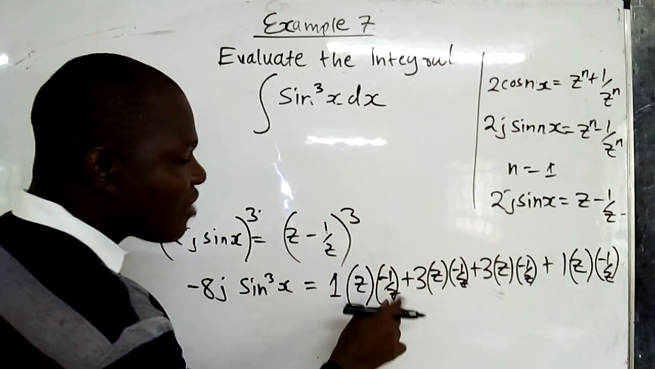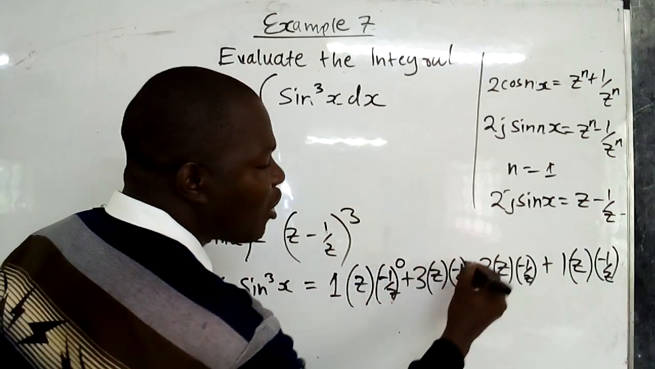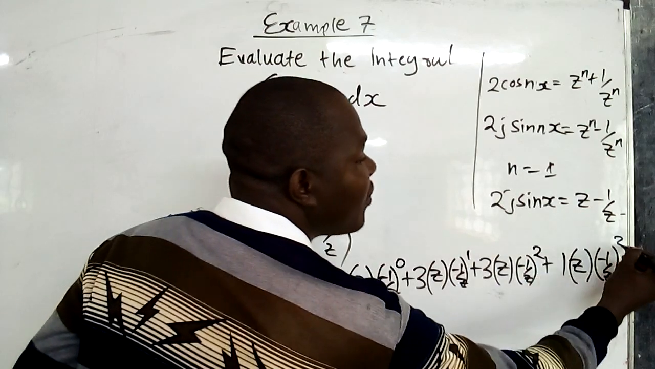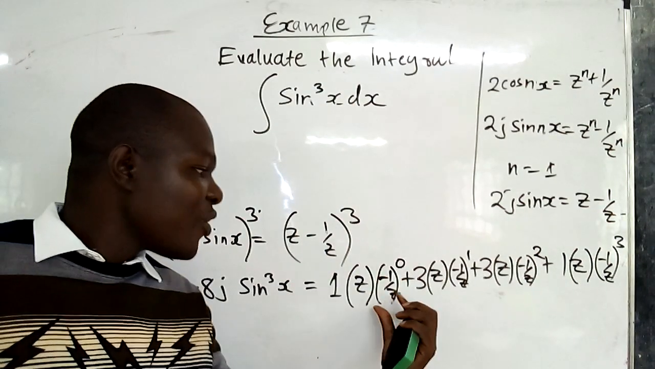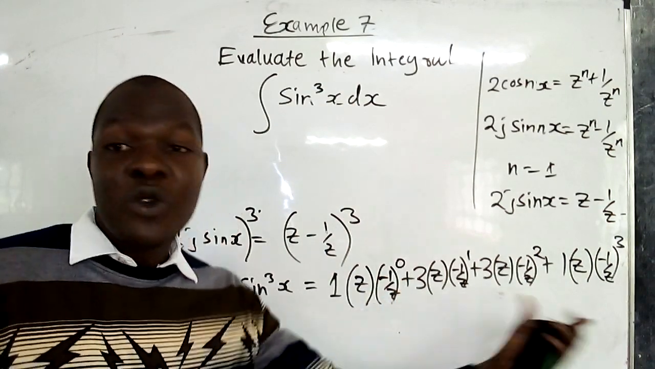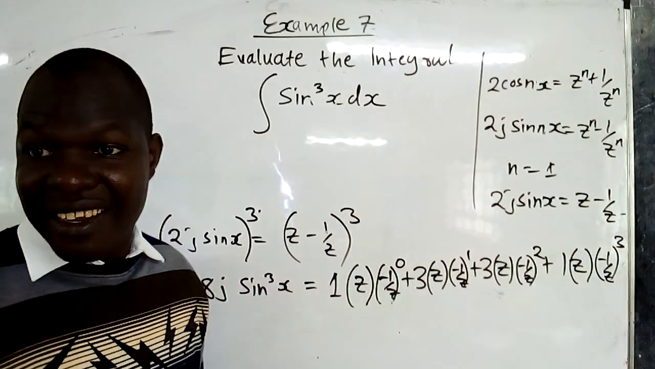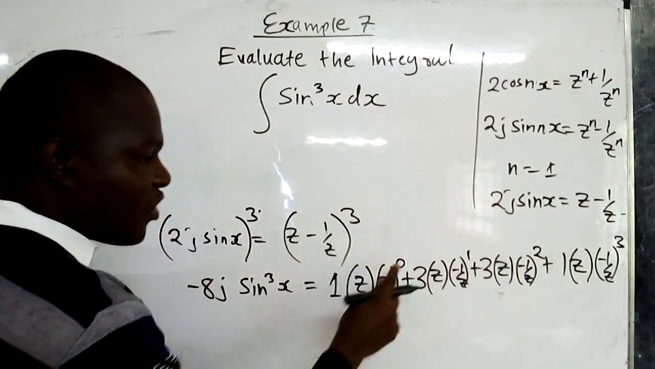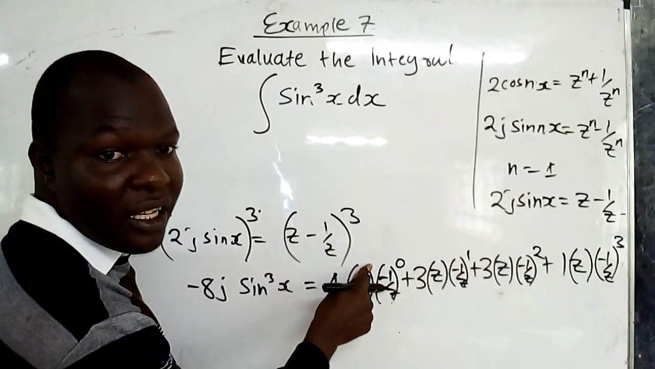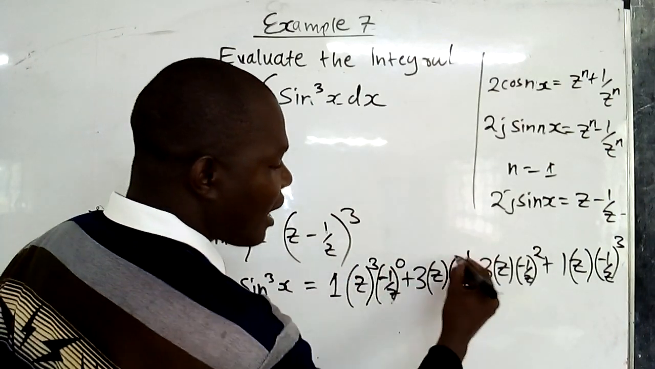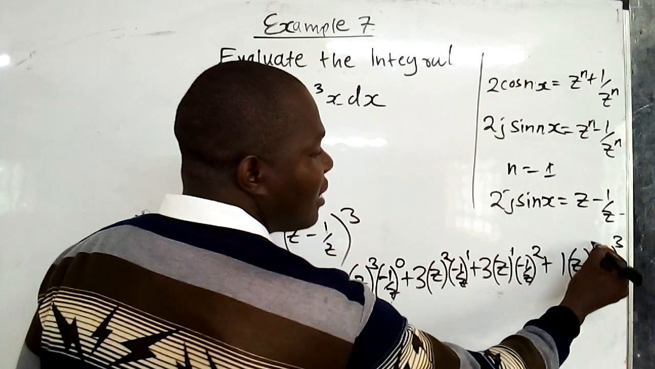So you let negative 1 over z have the ascending powers, that is 0, 1, 2, 3, so that anything raised to power 0 goes to 1 to make your work look neat, but you can start with anything, isn't it? Are we together? So this is ascending, which means this other one is descending. So this is power 3, 2, 1, 0.